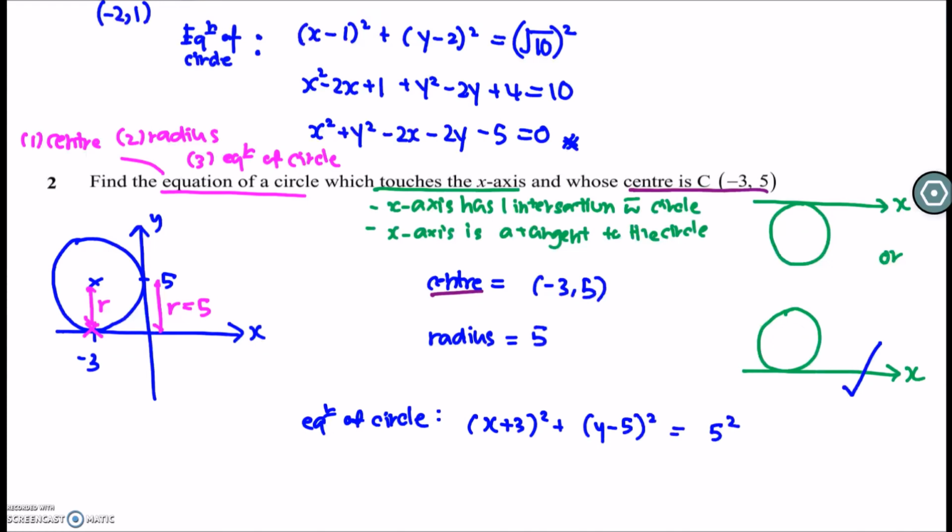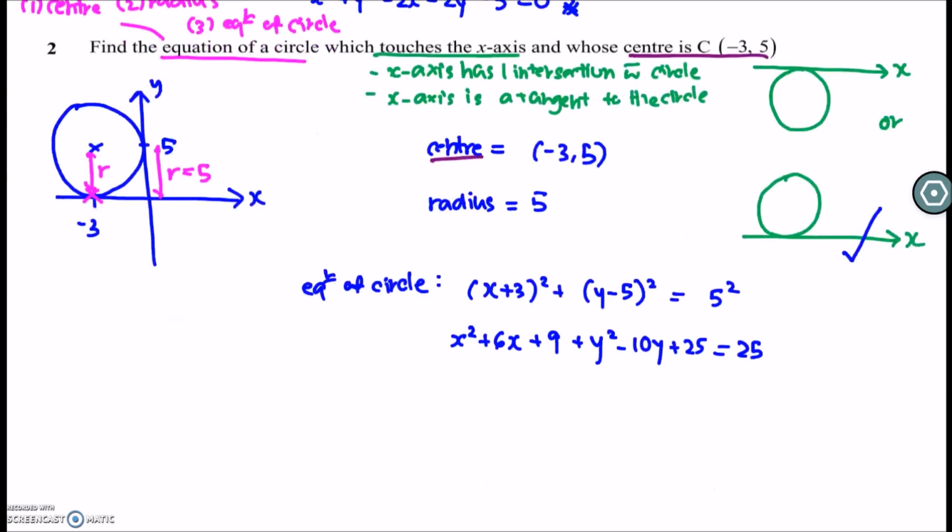So we can't leave this as our final answer. We have to expand, simplify, and equate it to 0, leaving our answer in general form. So expanding the equation, x squared plus 6x plus 9 plus y squared minus 10y plus 25 equals 25. Simplifying it, we have x squared plus y squared plus 6x minus 10y plus 9 equals 0. And that will be our final answer.